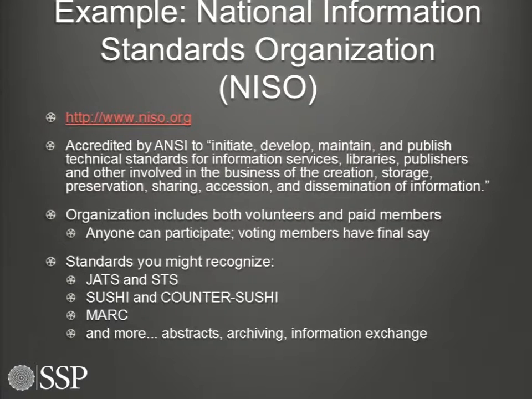Some of the standards you might recognize, JATS, the Journal Article Tagging Suite. Coming out of that, the standards tagging suite, that's under development right now. There's also things for metrics, such as SUSHI and COUNTER SUSHI. The MARC record, if you don't know what a MARC record is, trust me, your library community definitely does. And they do a lot more than that. They also do work on abstracts, archiving, information exchange. There's a lot of good work out there that you can see online for free.